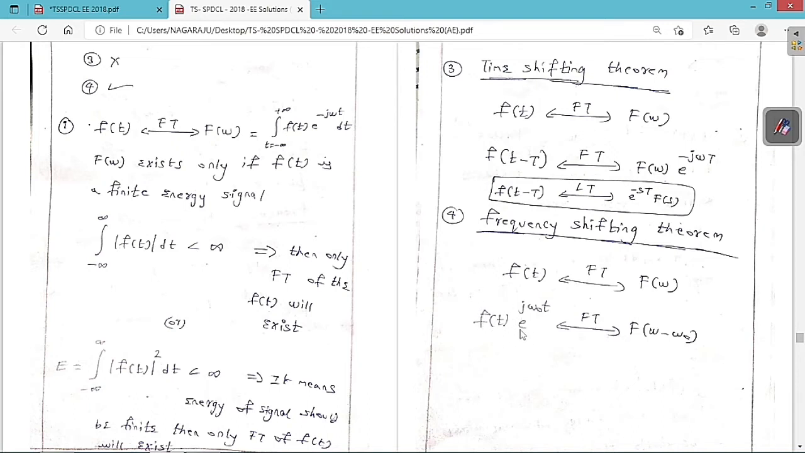So f(t) into e to the power of j omega naught t will give you a Fourier transform of F(omega minus omega naught). These are some of the important things that you always have to keep in your mind.